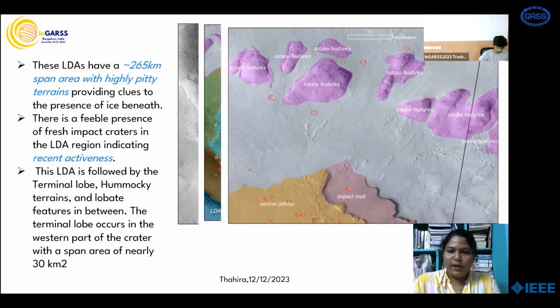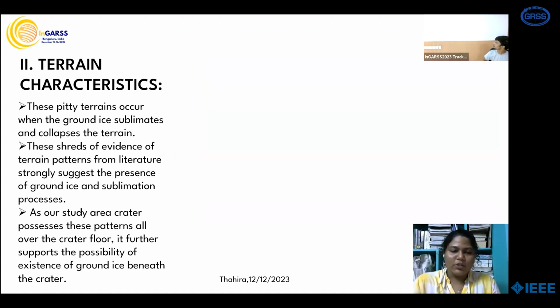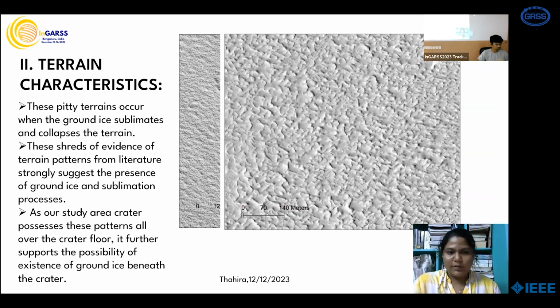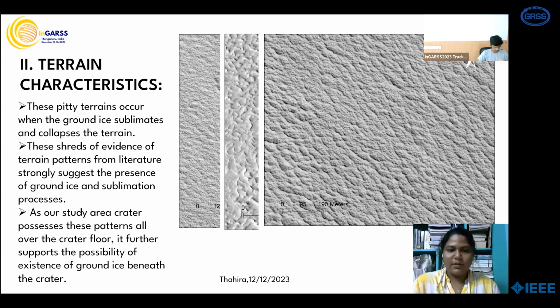And this is the image of the lobate features and some of the craters mapped and the radargram path. So there is a very feeble presence of fresh impact craters in the LDA, which indicates the activeness of the region. And these are the terrain characteristics which we discussed earlier in the introduction from the literature. So this is an ablation hollow-like or sun cup-like structure observed in the pitted terrain, which has affected the craters which formed before. And this is the brain terrain, and this is again the pitted terrain.